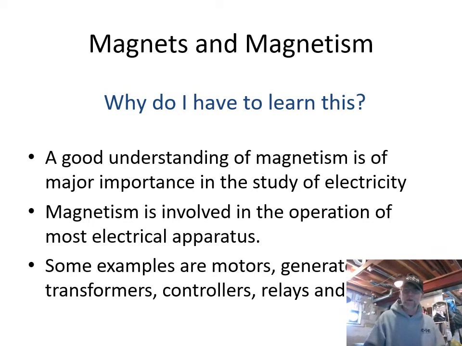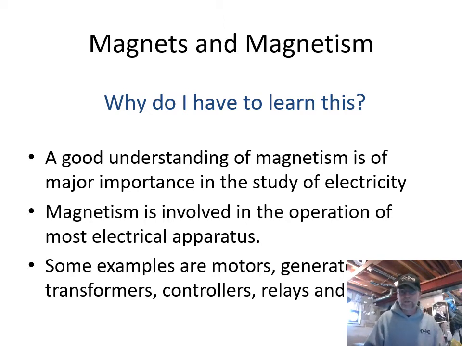This is what makes a motor spin. It's magnetism that spins a motor. Generators, that's how we generate electricity, through this interaction between electricity and magnetism. Transformers, they work entirely on magnetism. We will learn about transformers again in advanced electricity. There's an awful lot about transformers. And then controllers, relays, and meters.